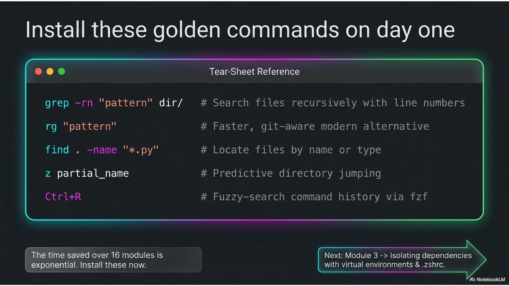The transition arrow points to Module 3, Isolating Dependencies with Virtual Environments, and xargs. That's where you'll use z and Control-R to navigate your project structure and recall long activation commands instantly. These tools don't just make you faster, they reduce cognitive load so you can focus on the code rather than the file system.